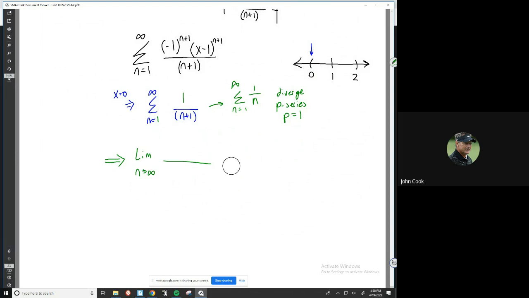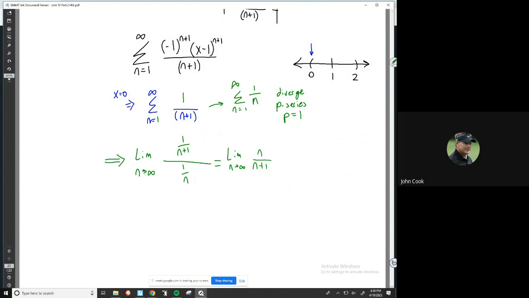So we make a fraction out of these two sequences. It doesn't matter which one you put where. I'll put the 1 over n plus 1 in the numerator, and I'll put the 1 over n in the denominator. Let's see what happens to it. So this turns into the limit as n goes to infinity. And then I'm dividing by fractions, so multiply by the reciprocals. So I get 1 over n plus 1 times n over 1, which is just n over n plus 1.